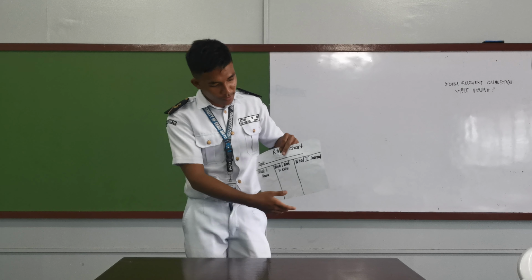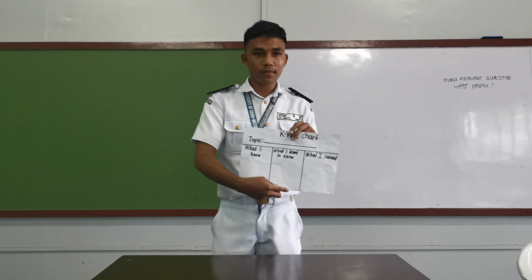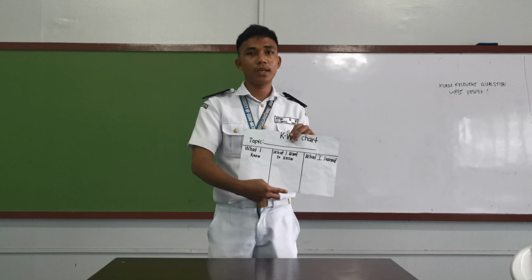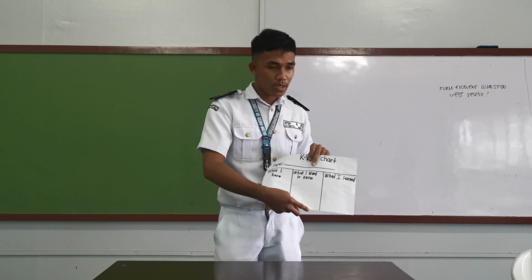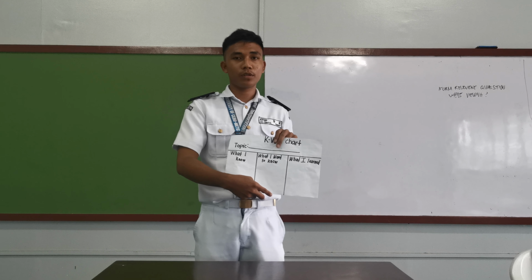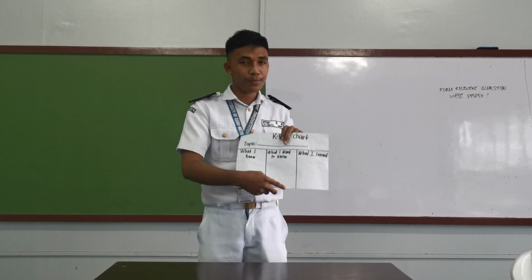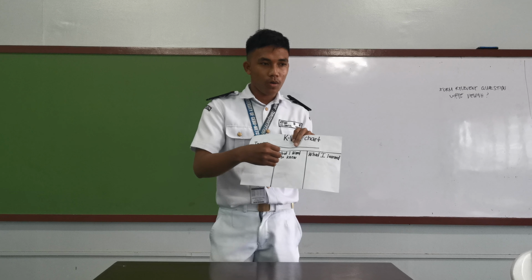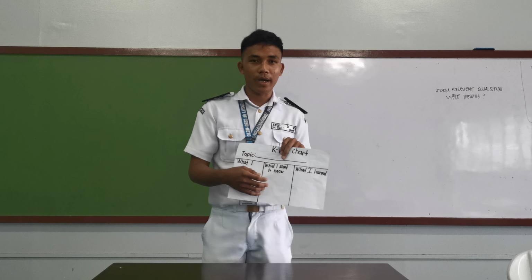The next column is what I want to know. Some students may not know where to begin if they don't have enough background information about the given topic. Therefore, it can be helpful to put the 6 questions of journalism on the board as prompts, such as who, what, when, why, and how.